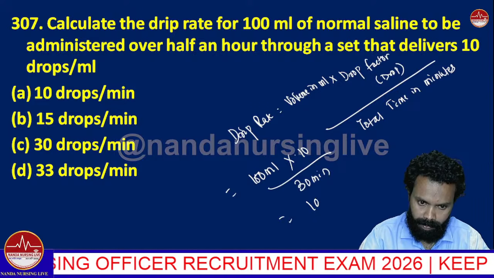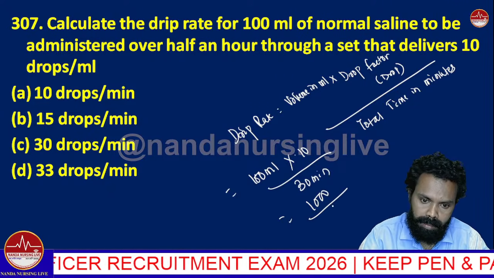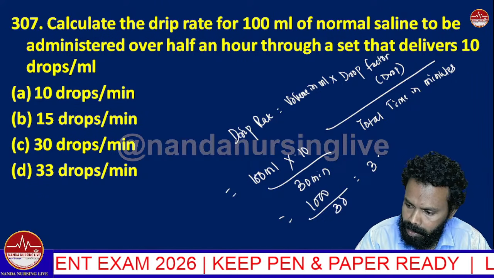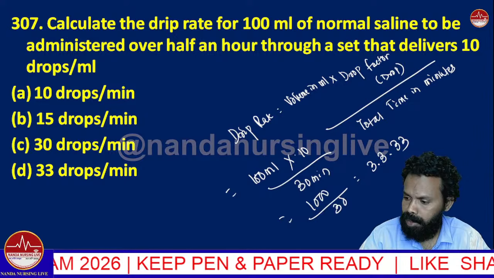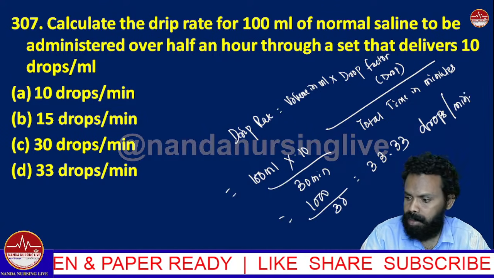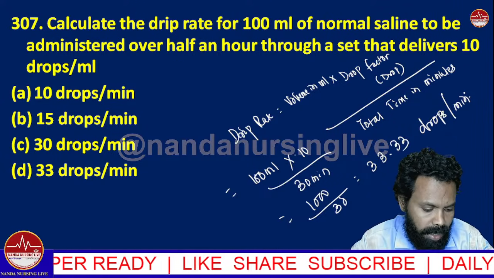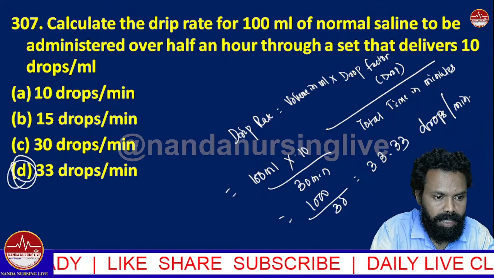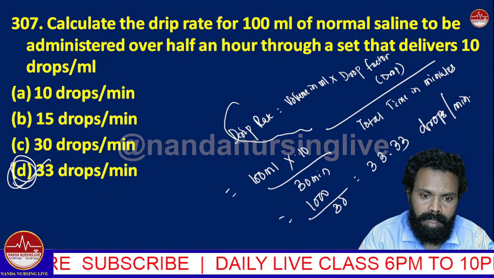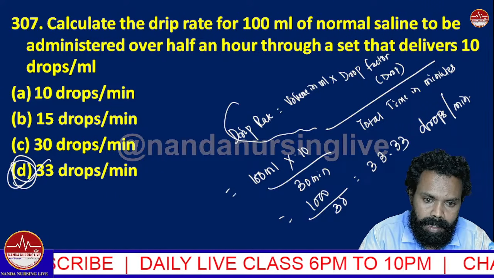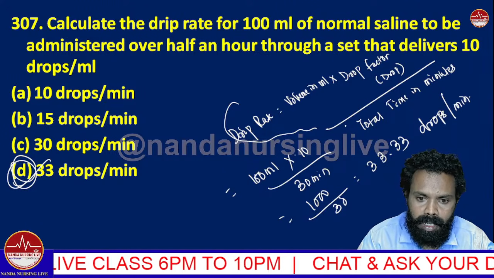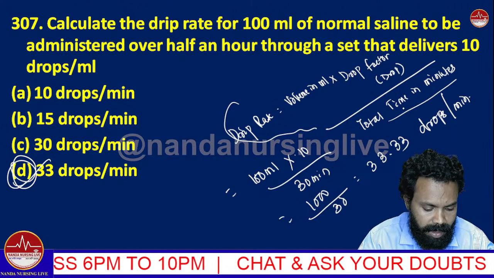100 into 10, 1000 by 30. 1000 divided by 30 will be 33.33 drops per minute. So the correct answer is option D. The formula to remember: drip rate equals volume in ml into drop factor divided by total time in minutes. Right, option D is the correct answer.